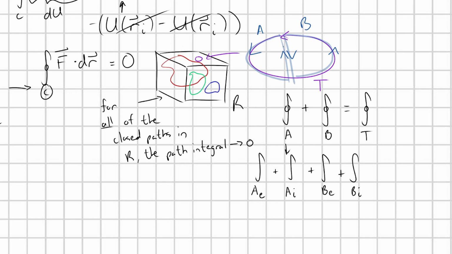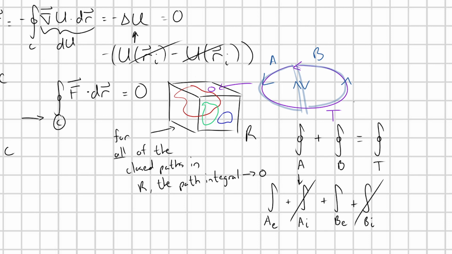These interior bits, because they're path integrals that traverse the same path but in opposite directions, are going to cancel out with each other. And so that's just going to leave me tracing out the exterior path of A and the exterior path of B. And of course, you put those two things together, and that's going to give you the total path integral T, right?